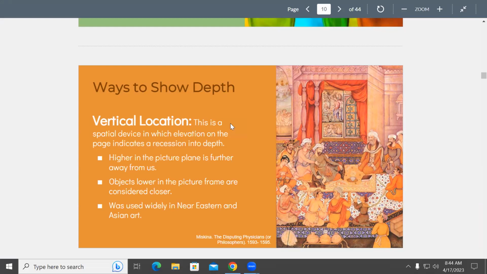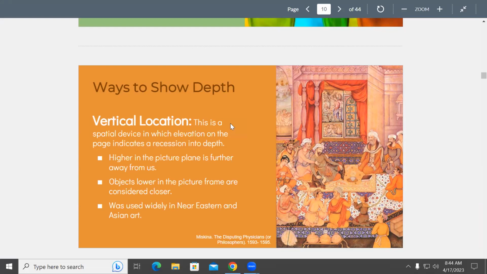Can anyone say what kind of images this composition technique can be used in? What type of images can you place in a vertical location? Have an idea? When you are looking at this, are you looking at the eye level of this image, or from an elevated point of view?